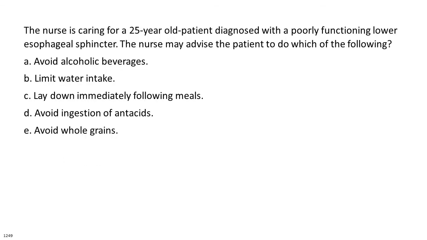The nurse is caring for a 25-year-old patient diagnosed with a poorly functioning lower esophageal sphincter. The nurse may advise the patient to do which of the following? A. Avoid alcoholic beverages. B. Limit water intake. C. Lay down immediately following meals. D. Avoid ingestion of antacids. E. Avoid whole grains.